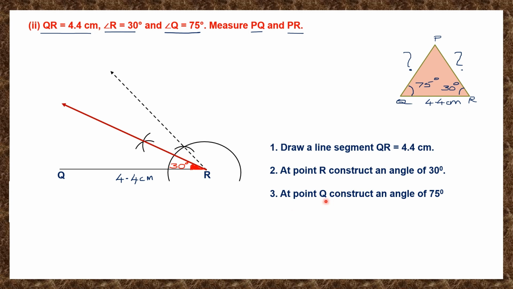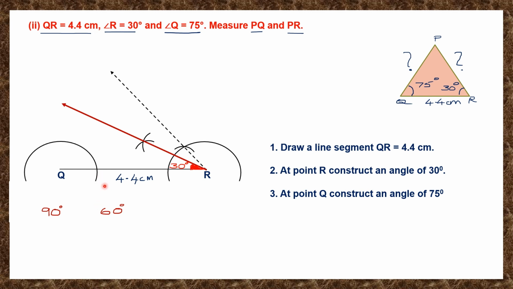Next step, at point Q, construct an angle of 75 degrees. That is here. We need to construct an angle of 75 degrees. Now, how do we do that? First, we need to construct an angle of 90 degrees and then an angle of 60 degrees. So let's do that. So first thing we have to do is 90 degrees.